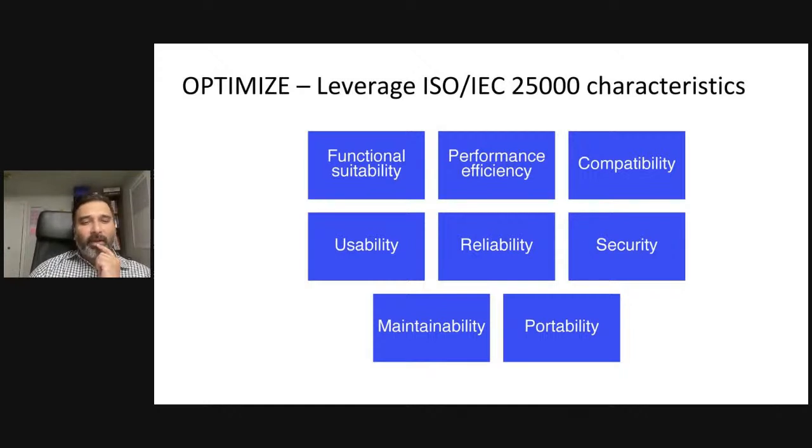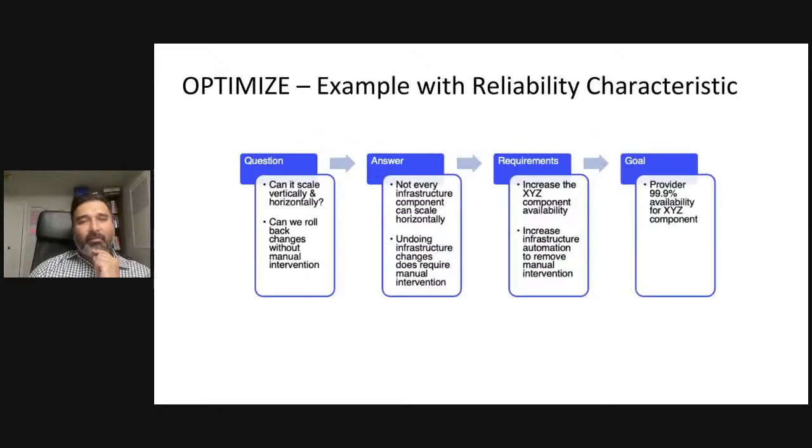One quick way of looking at this is, hey, what does that mean? You start by asking yourself some simple questions. Let's say we ask ourselves, can my infrastructure and core components scale vertically or horizontally? Or does it support rolling back without manual intervention? Great. What's the answer to that? Well, the likely answer today would be no. Not every infrastructure can scale horizontally, and undoing infrastructure change requires manual intervention.